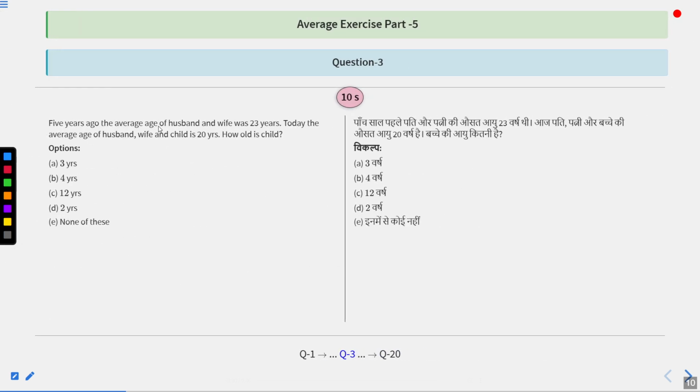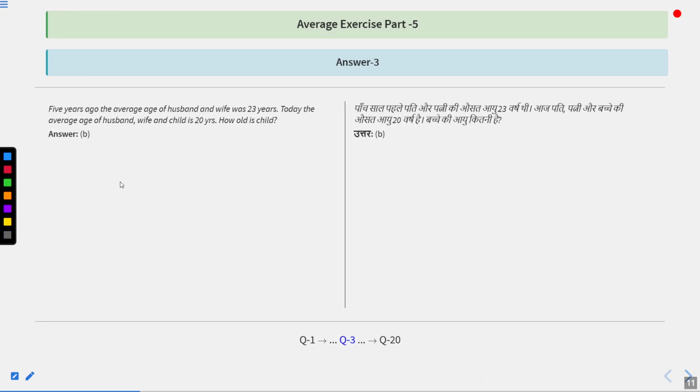5 years ago, the average age of a husband and wife was 23 years. Today, the average age of husband, wife and child is 20 years. How old is the child? You have 5 options and 10 seconds to analyze the question. Your time starts now. Now time's up. Let's see the solution.